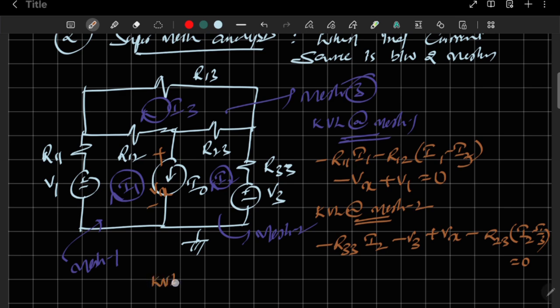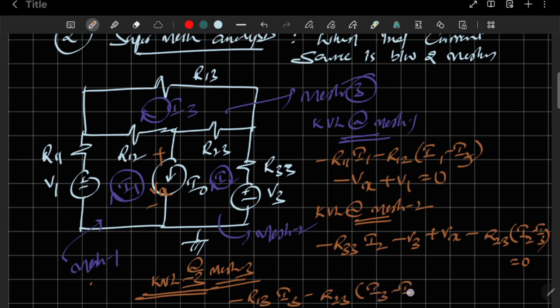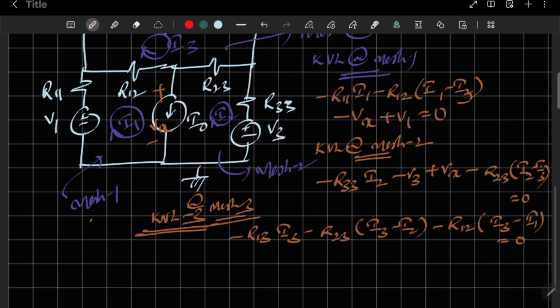Now I will take mesh 3 also. KVL at mesh 3. What will I get? Minus R13 into I3, minus R23 into (R23 is between 2 and 3) in the clockwise direction the current is I3 minus I2, minus R12 into (R12 is for 1 and 3) with respect to mesh 3 the current in the clockwise direction is I3 minus I1, equal to 0. Up to here it is okay, but how many meshes do we have?